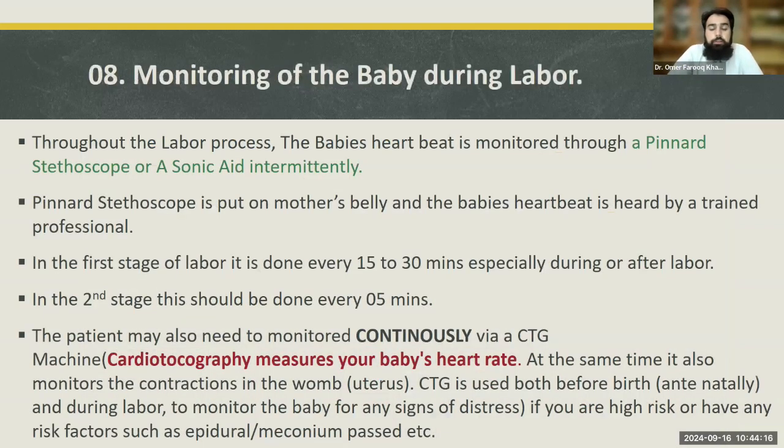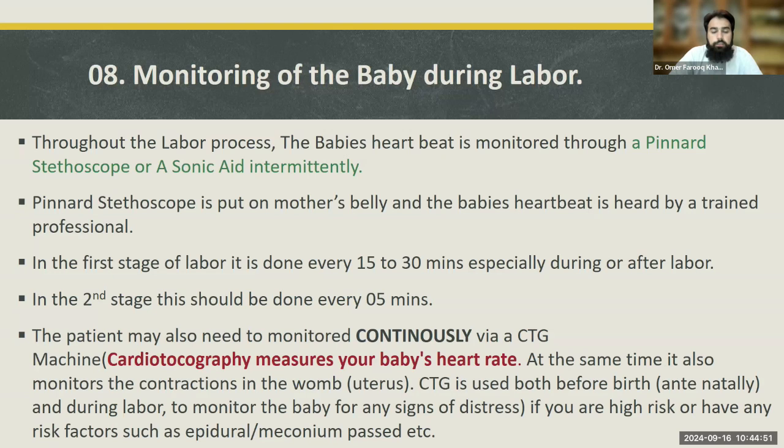Monitoring of the baby during labor is also very, very important. Throughout the labor process, the baby's heartbeat is monitored intermittently through a Pinard stethoscope or a sonic aid. The Pinard stethoscope is put on the mother's belly, and the baby's heartbeat is heard by a trained professional. It is very difficult to hear the baby's heartbeat through a Pinard stethoscope, and you need a lot of experience to differentiate between the baby's heartbeat and some other sounds.